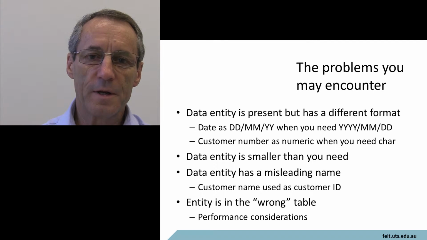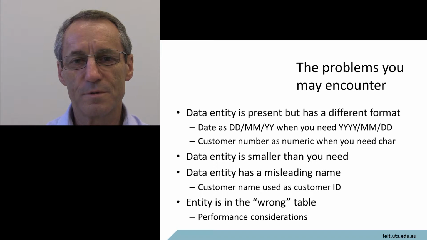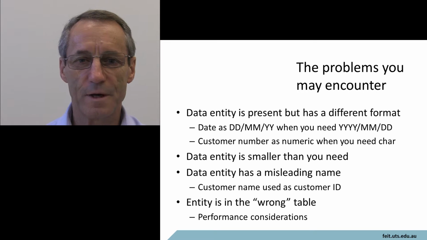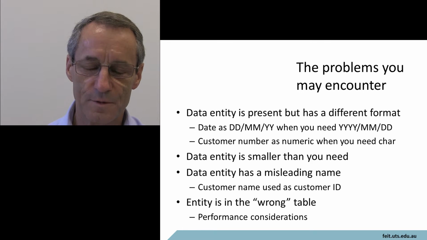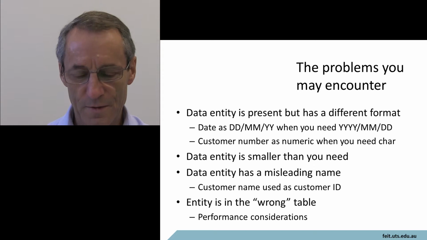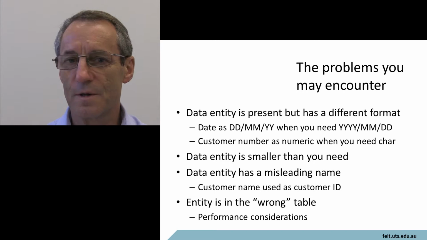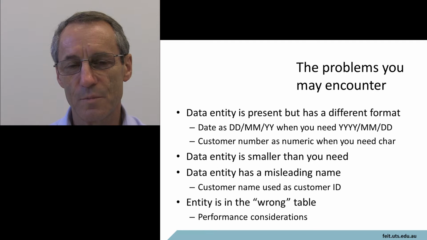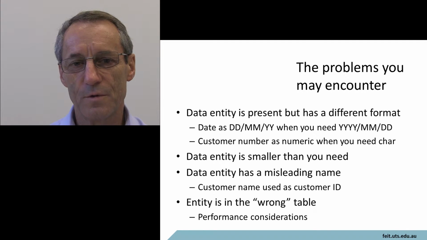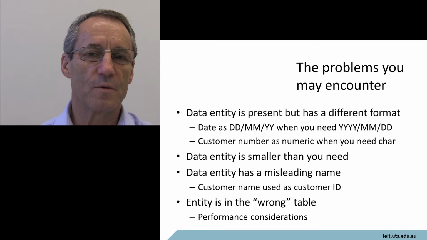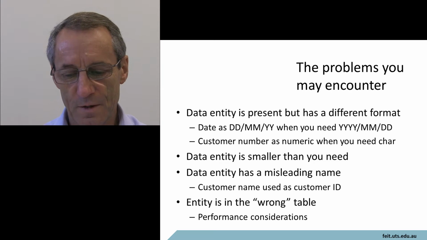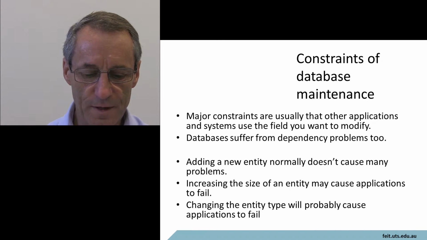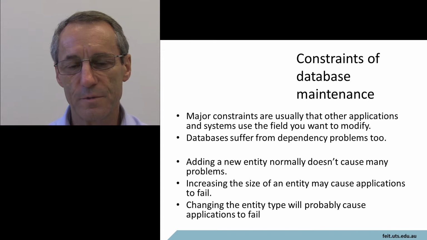A data entity has a misleading name. It probably made perfect sense to the person who did it at the time, but the world moved along and maybe the meaning shifted. But the data entity now has a misleading name and you need to change that. Or the entity is in the wrong table. It's in a table, but it turns out it's in the wrong table. So these are the kind of problems that people may want to correct by correcting the database. Now, the constraints on database maintenance are usually that other applications and systems use the field you want to modify.